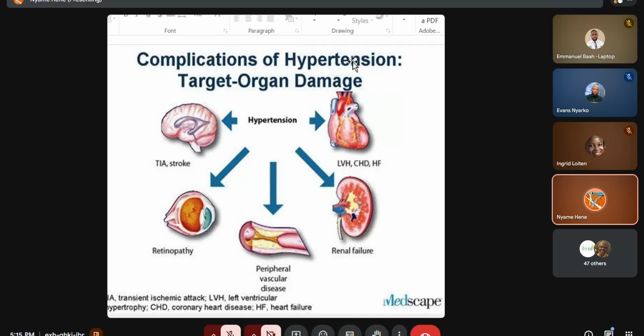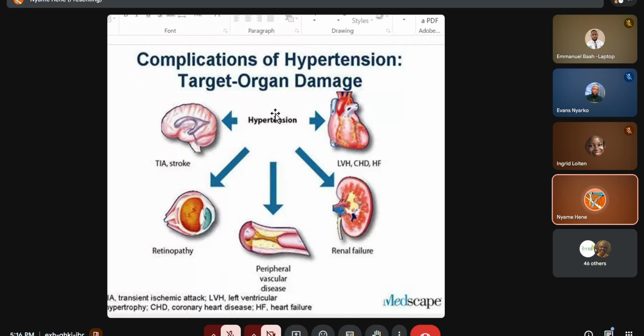So, complications of hypertension: target organ damage. BP can affect all these organs. It can affect your brain to cause what? TIA or stroke. BP can affect the heart to cause what? Left ventricular heart failure, congestive heart failure, or heart failure. It can cause MI, a whole lot. BP can cause renal failure. BP can cause peripheral vascular disease. BP can affect the eye to cause what? Retinopathy. So we have hypertensive retinopathy.